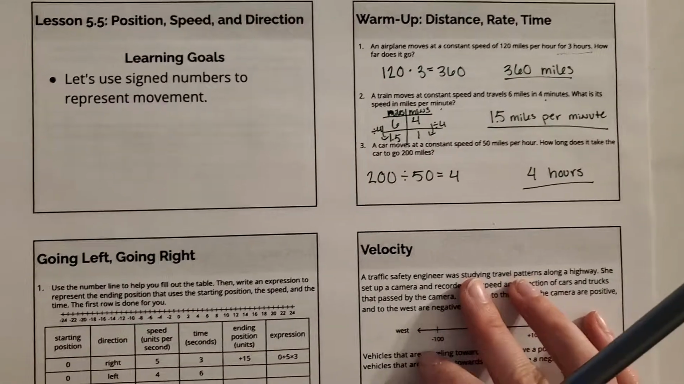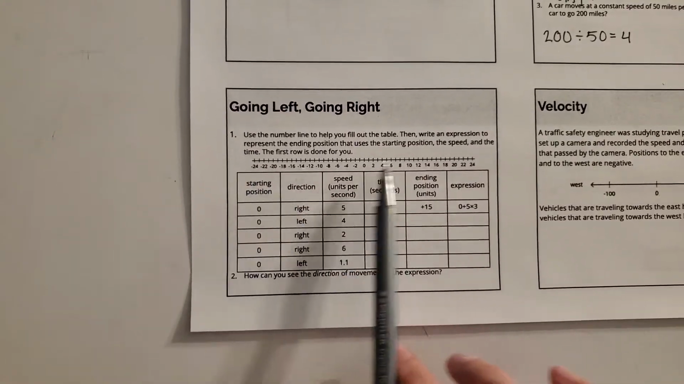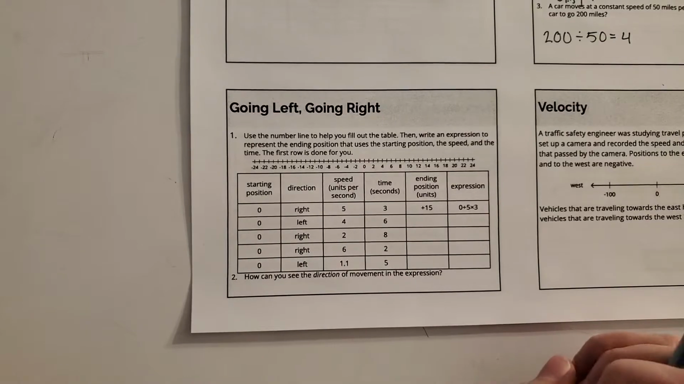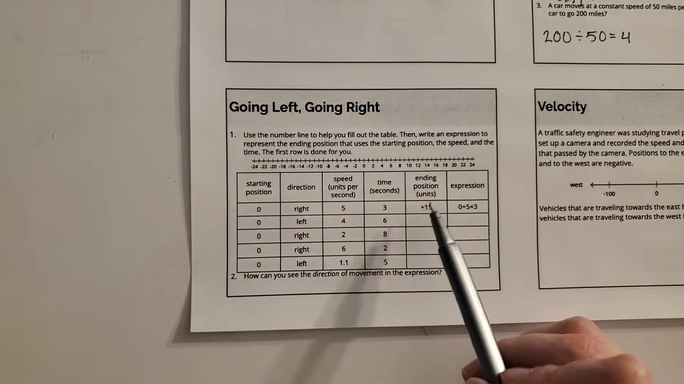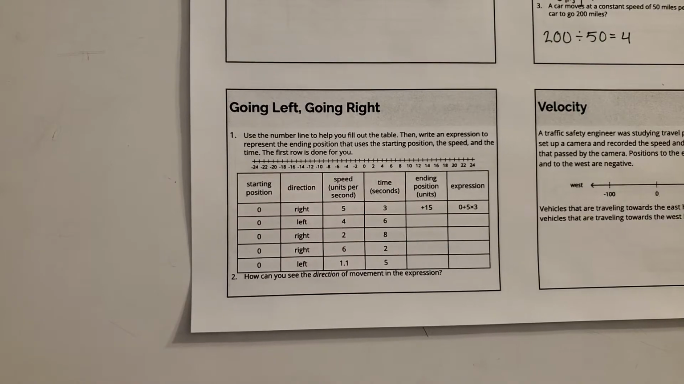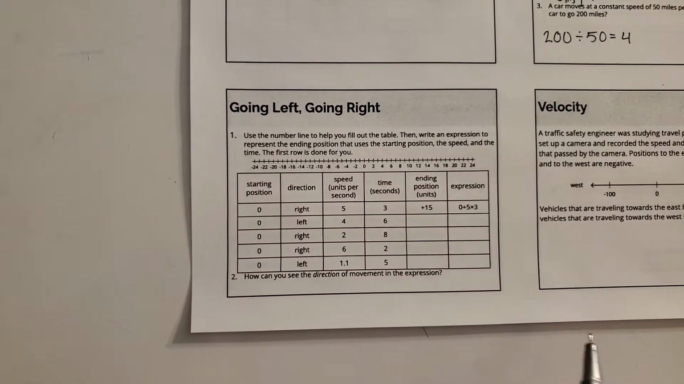Let's move on with the tasks for today. So we're going to use this number line to help us fill out our table. And then we're going to write an expression to represent the end position that uses the starting position, the speed, and the time. And our first row is done for us.